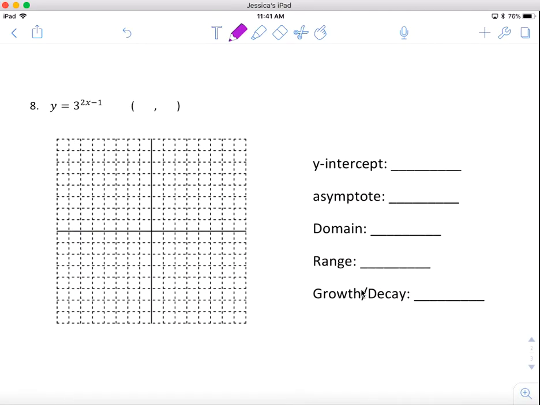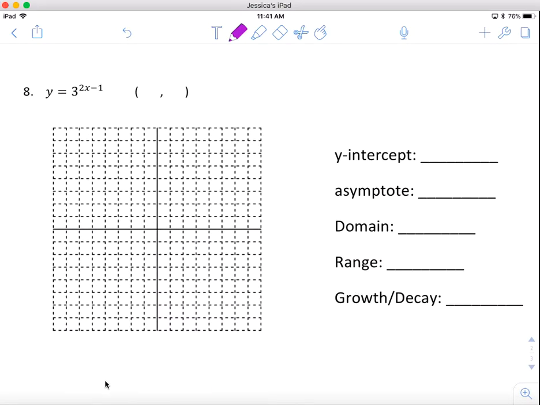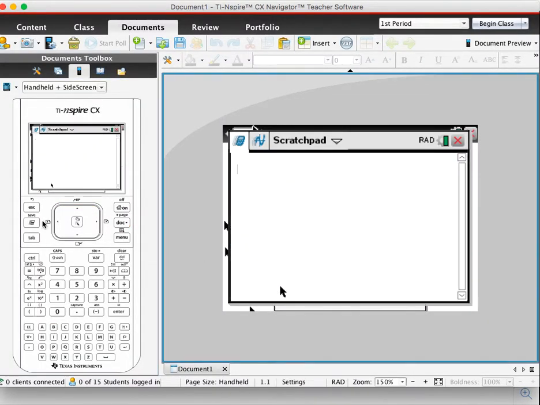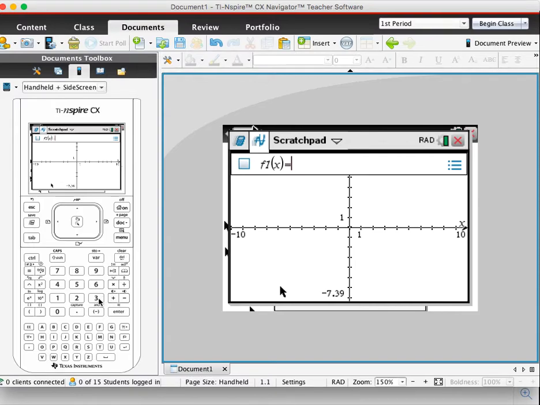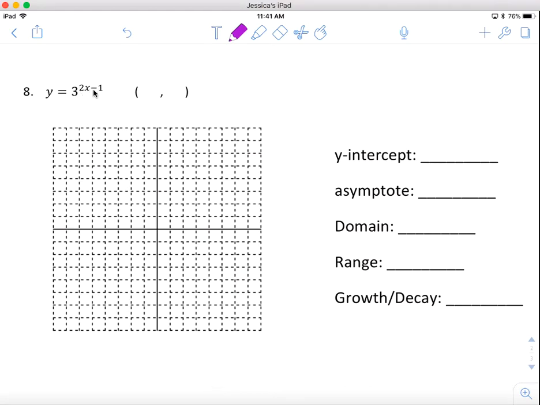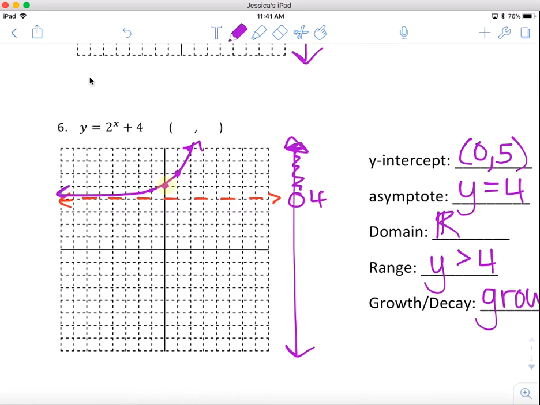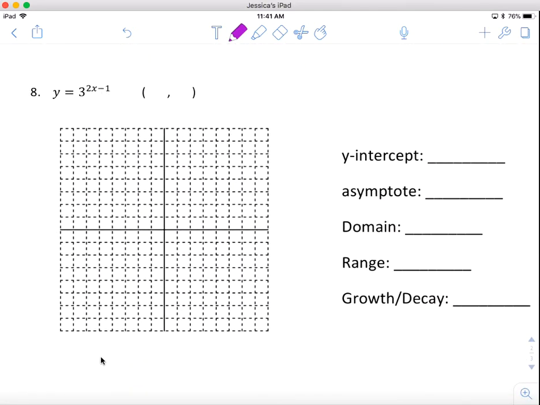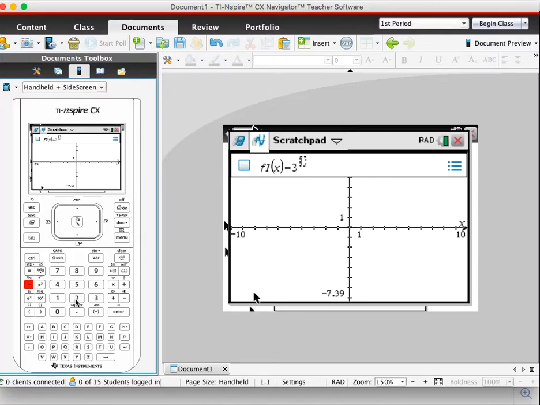Now we're to our last problem, and we have a base of 3 for this problem. Let's plug this into our graph and see what it looks like. So hit Desmos, and then on the graph, we're going to type in 3 caret, and now here you have to be really careful because the 2x minus 1, this is all included in the exponent. This is different from what we did on number 6. On number 6, the plus 4 was outside of the exponent. But here, 2x minus 1, this is all included in the exponent. So I'm going to type in, if you want to put it in parentheses to be safe, 2x minus 1 all as my exponent.